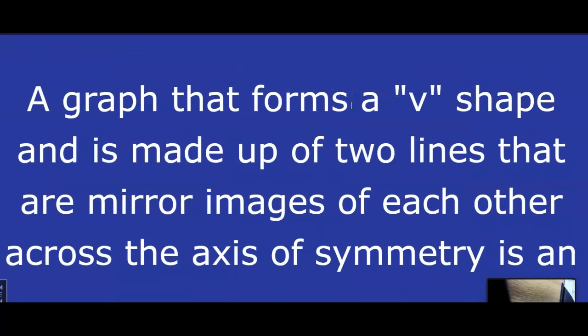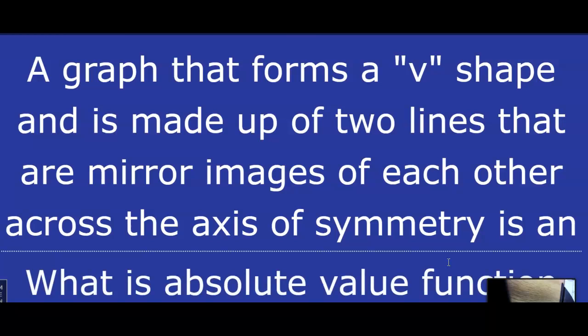A graph that forms a V shape and is made up of two lines that are mirror images of each other is known as what type of graph? What graphs form V's? Brian? Perfect. Absolute values form a V. Absolute values form a V.